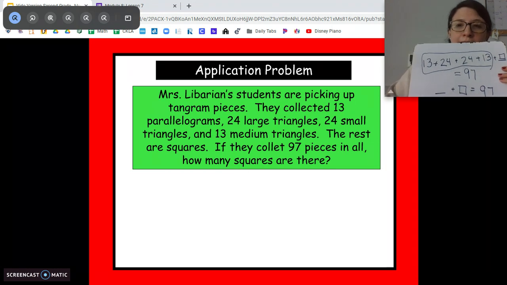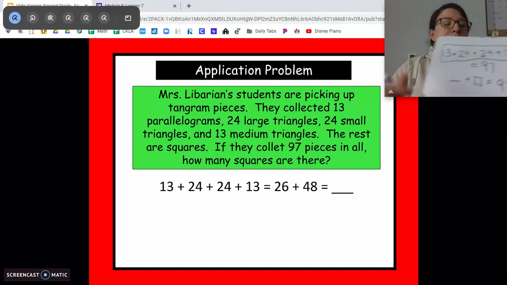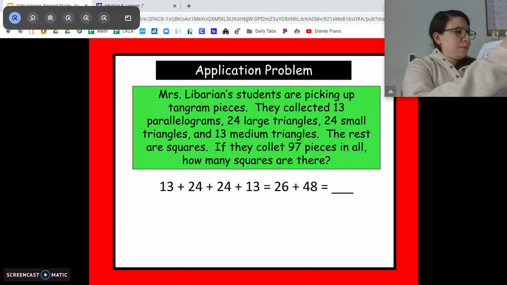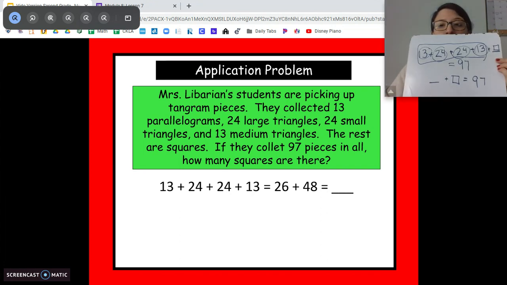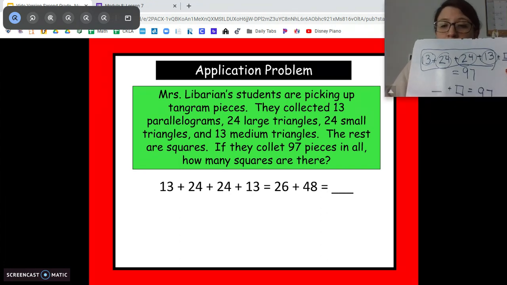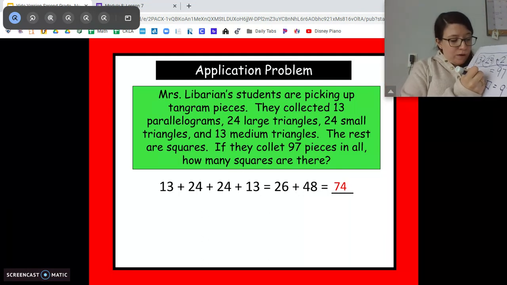All right, let's try it together. So we're going to add up first what we know. There's different ways to do this. I like trying to add our tens up together. Sometimes I like to add like terms, so I know this plus this is going to give me 26, and this plus this is going to give me 48. Different ways to do it. Whatever way works for you is fine. We should get a total of 74.